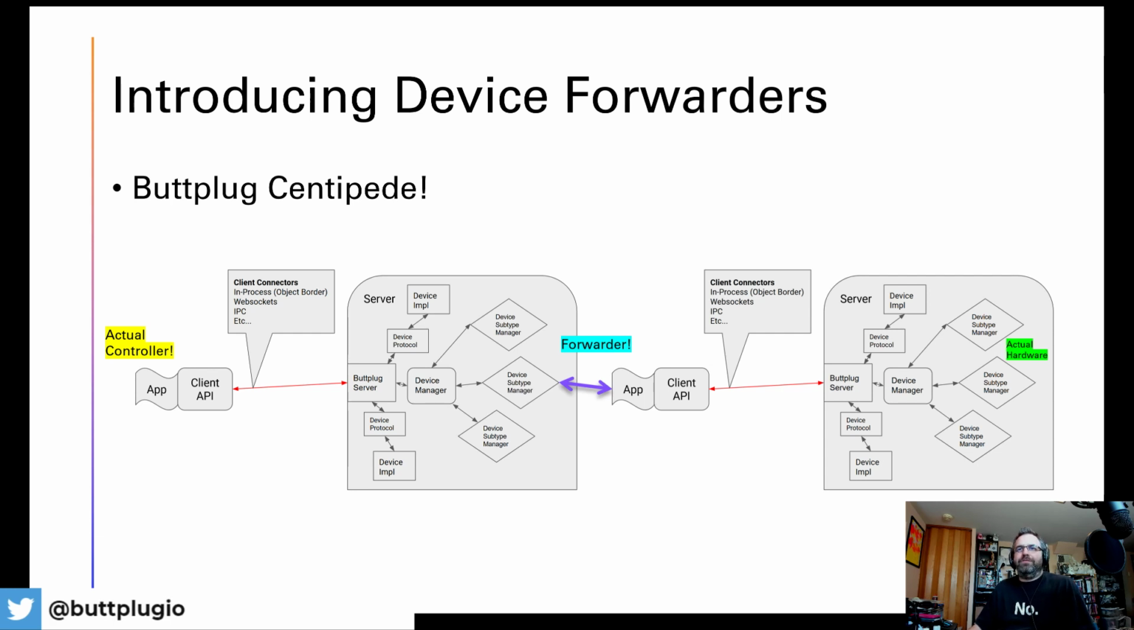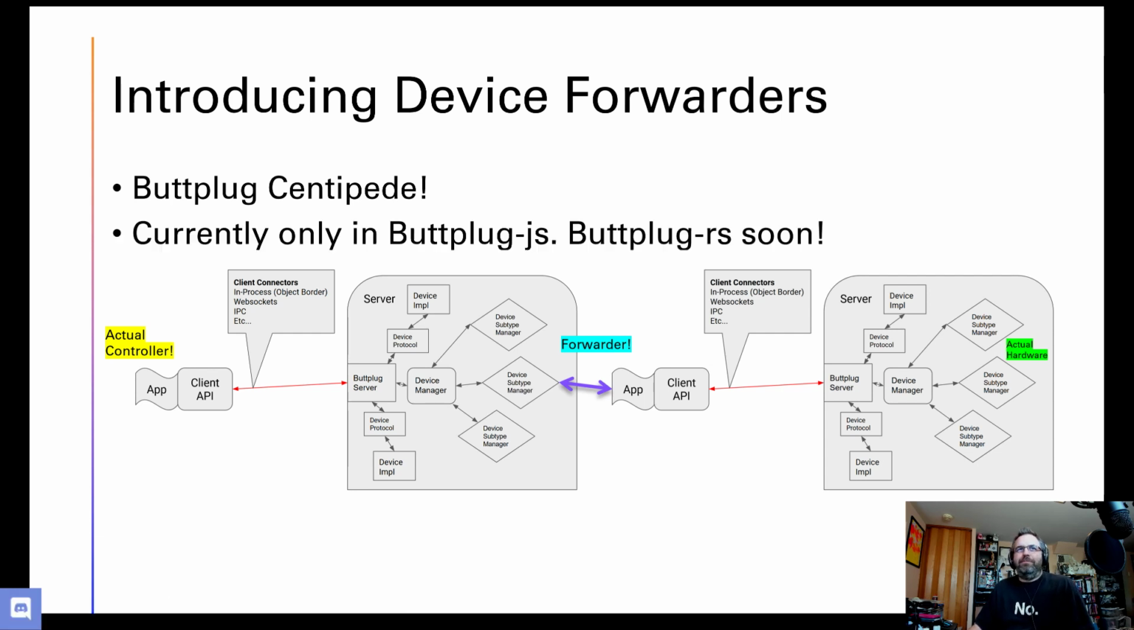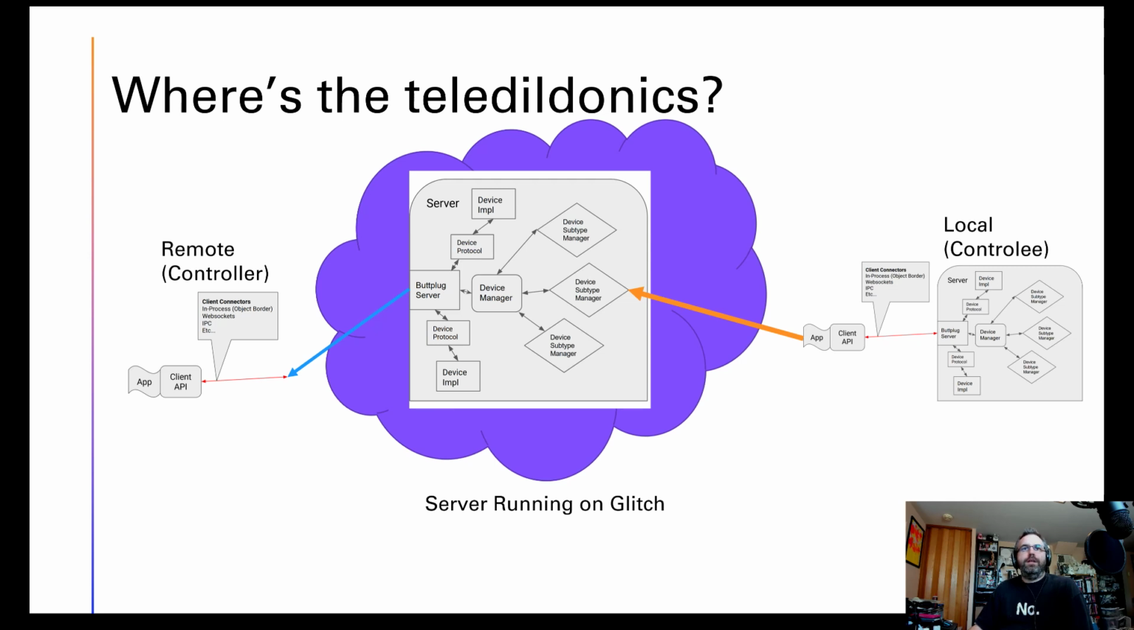So this does create kind of a butt plug centipede. And right now, I've only built these structures in Buttplug.js. They will be coming to Buttplug Rust, but I've had to finish up a few other things there first. But it's very important that they will be in the Rust server, for some topics I'll go into in a sec. So where is the Teledildonics? Here's a breakdown of what I just talked about in a better way.